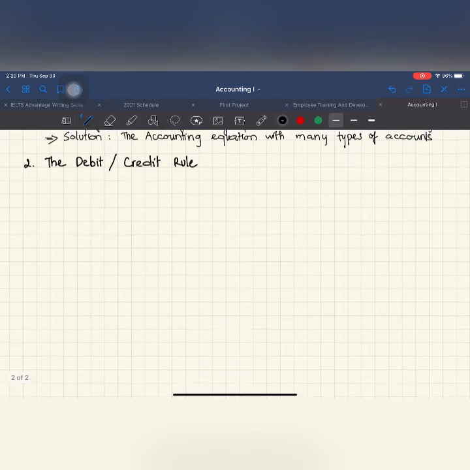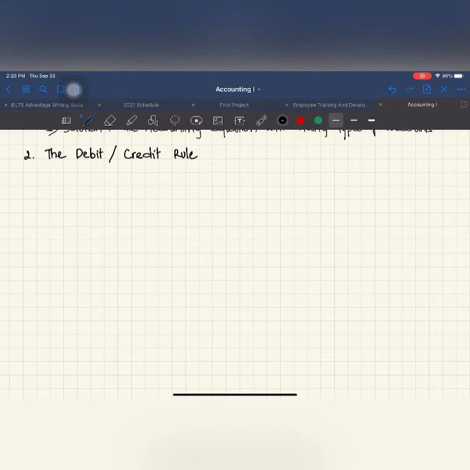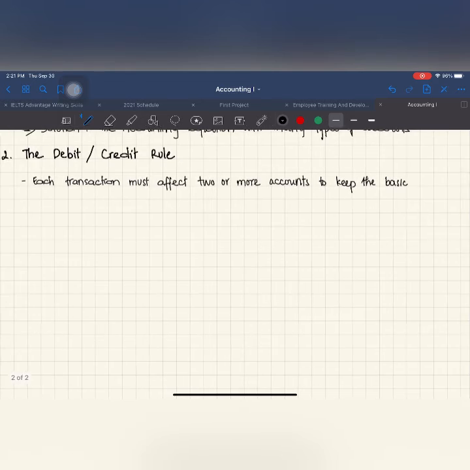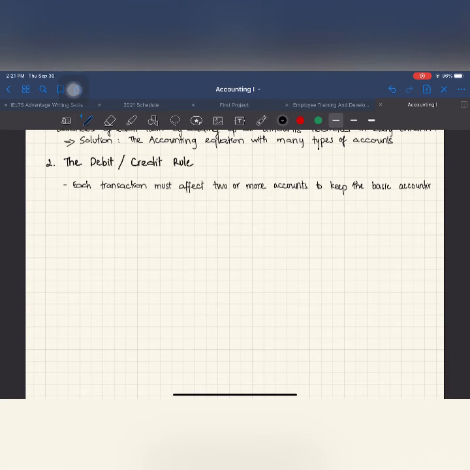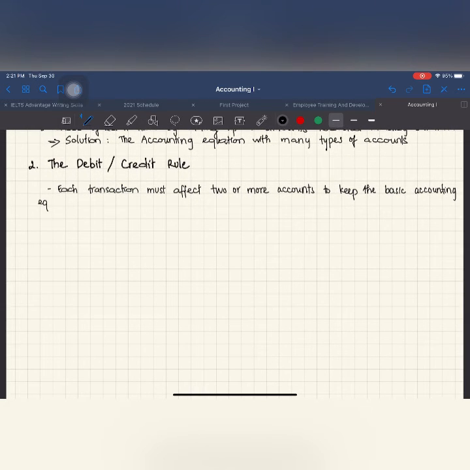And the second one is the credit and debit rule. Always remember this when you journalize an entry. Each transaction must affect two or more accounts to keep the basic accounting equation in balance. We call that dual effect. In other words, for each transaction, debit and credit must be equal.